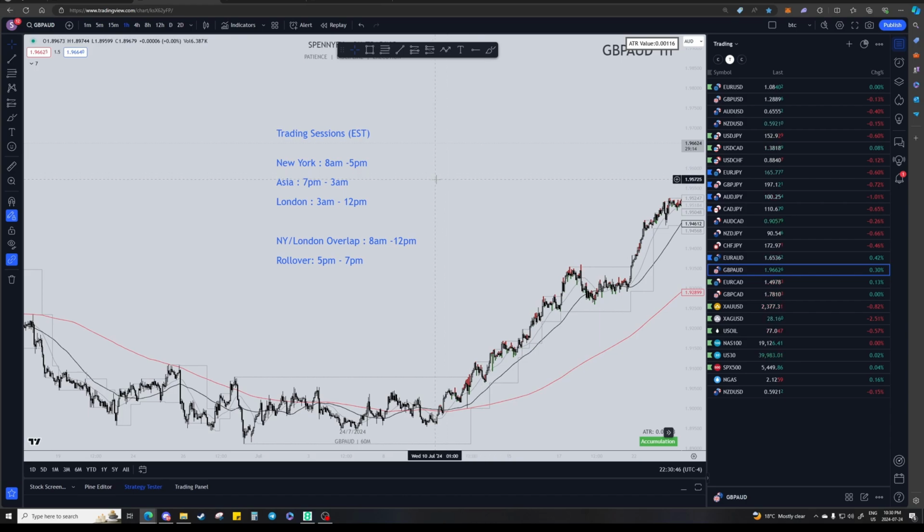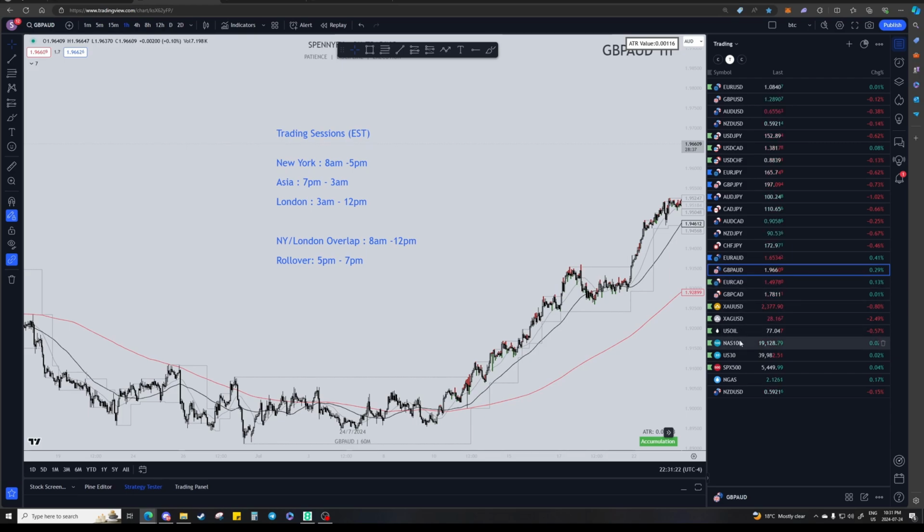But I would stay away from trading things in Asia session, like I said, that don't include an Asian currency, right? So once again, in Asia session, I only trade pairs that have either the Japanese yen in it, the Australian dollar, or the New Zealand dollar. So I could trade NZD JPY, I could trade USD JPY, anything that has one of those things in it. I can trade AUD USD because it has AUD, any of those things.